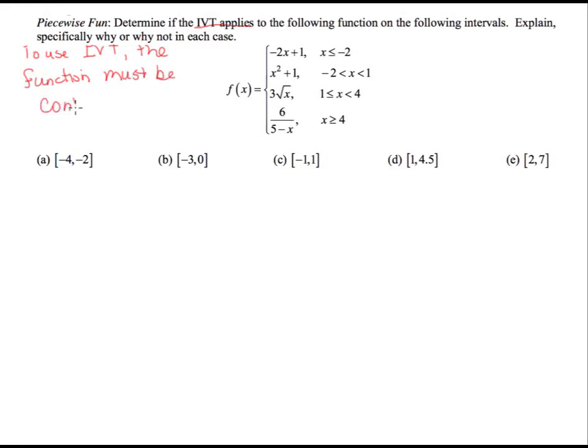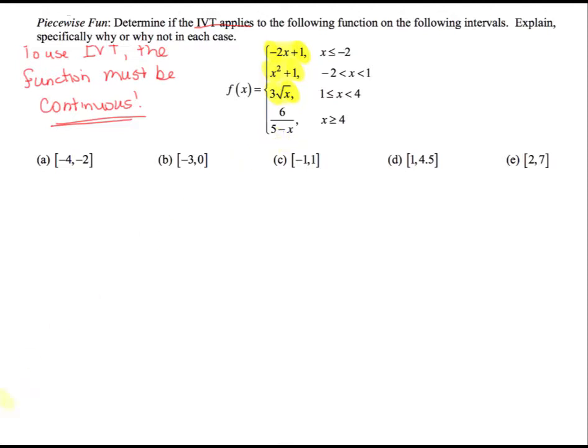So we look at each individual piece. We know that negative 2x plus 1 is a polynomial, and all polynomials are continuous everywhere. We also know that x squared plus 1 is a polynomial, so it's continuous. And 3 times the square root of x is continuous anywhere where what's underneath the square root is greater than or equal to 0, which would be any numbers greater than or equal to 0 in this case. And since that piece is only going from 1 to 4, it's continuous.